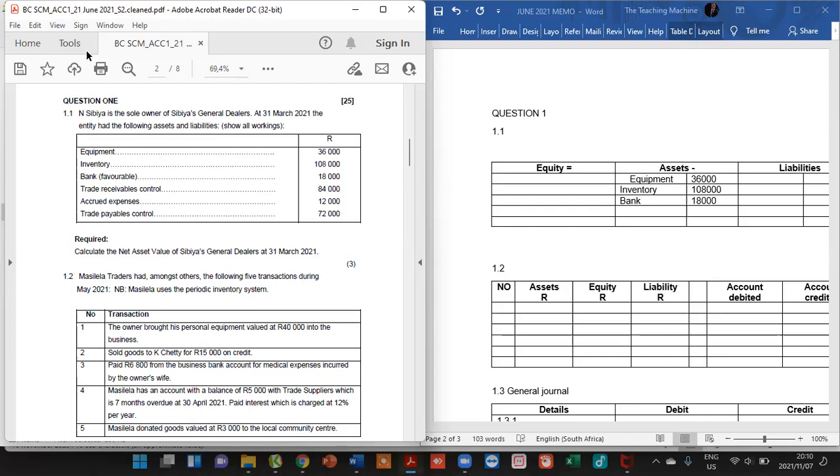But if it's unfavorable or it's listed on the credit side, then we can say that it's a liability because remember, if you have a negative balance, when you deposit funds, that amount will be taken by the bank because you are owing the bank that certain amount. Okay, so it does not belong to you, but it belongs to the bank.